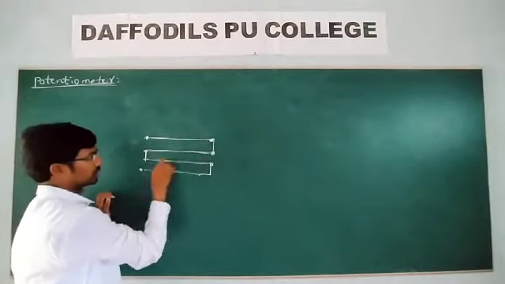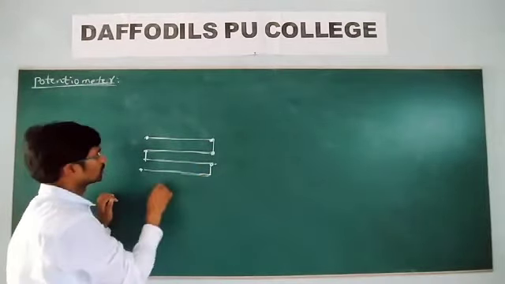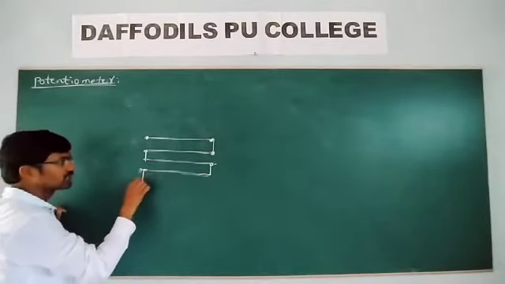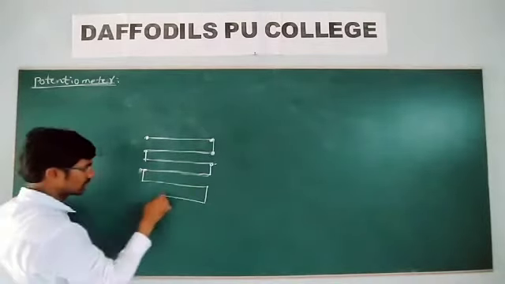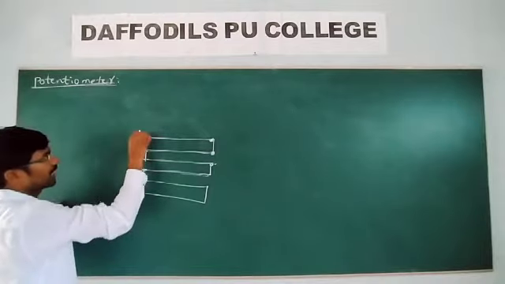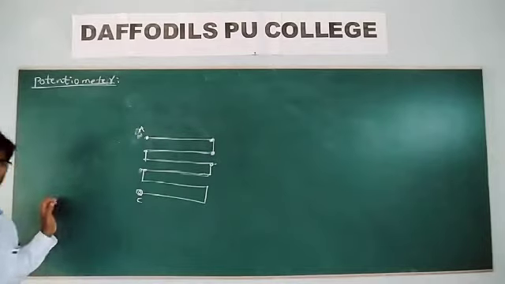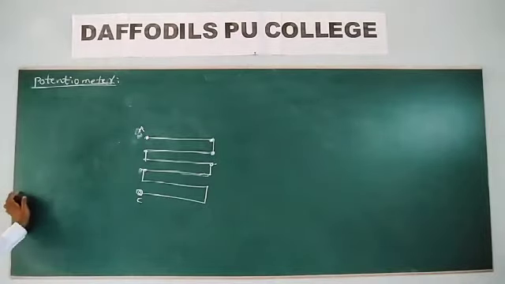This is the wire: 1 meter, 2 meter, 3 meter, 4 meter. The more the length of the potentiometer wire, the more the sensitivity. A and C are the terminals of the potentiometer.